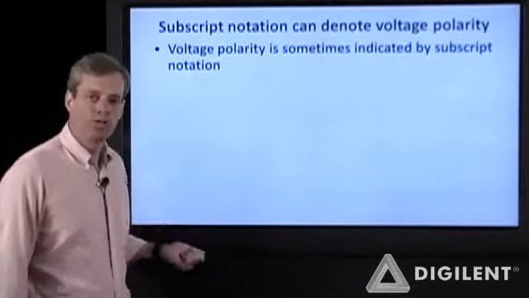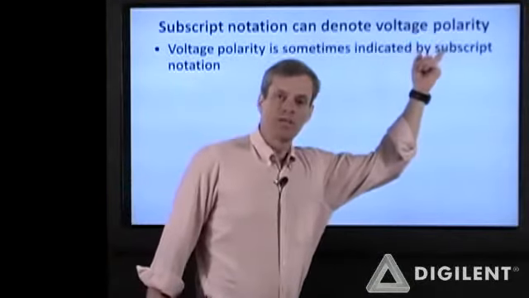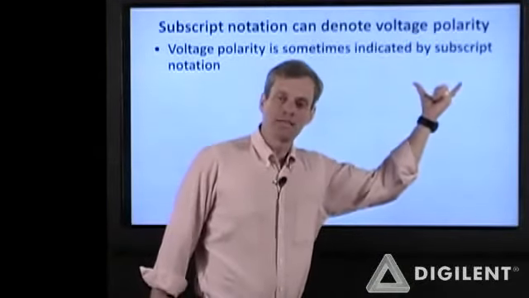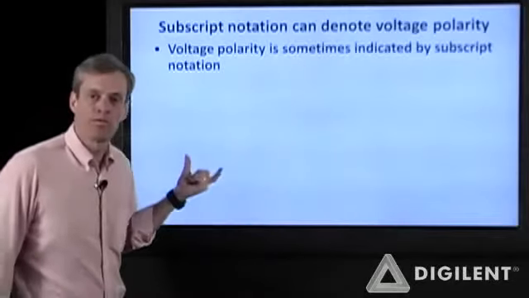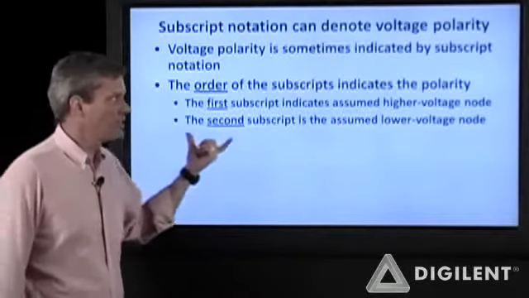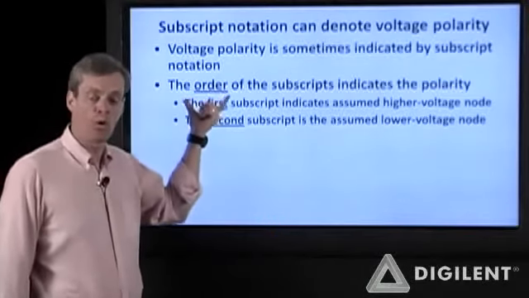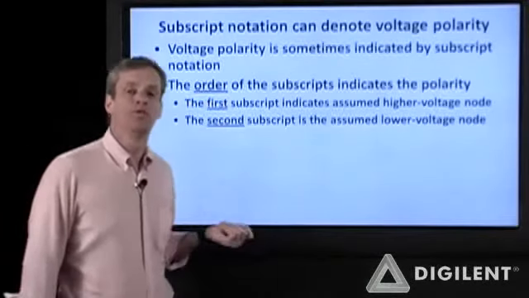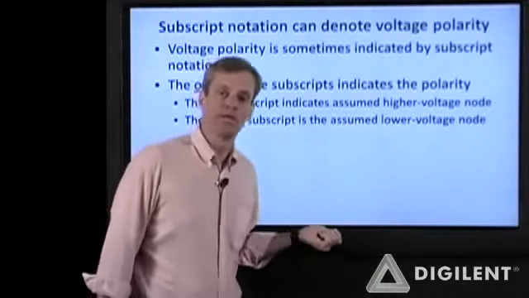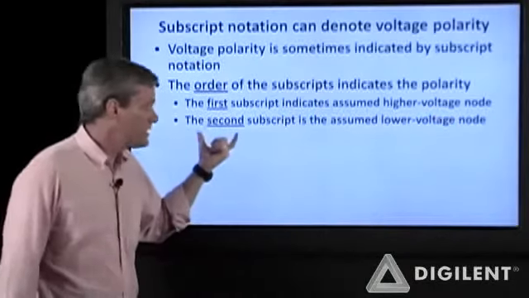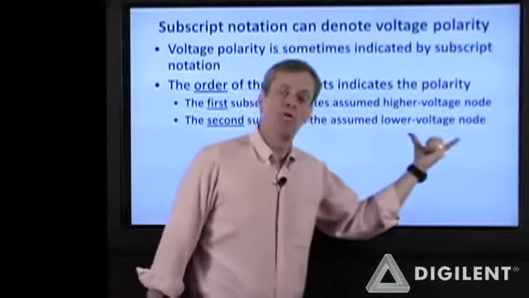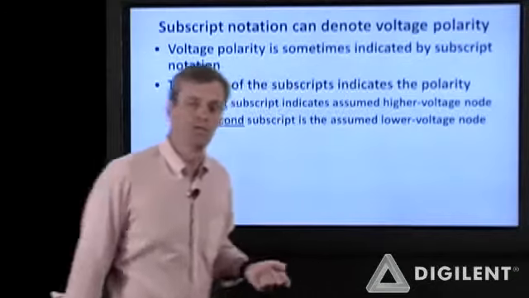Our assumed voltage polarity for a given circuit element is often used by adding subscripts to the variable name used for that voltage. Our notation is typically going to be to use two subscripts. We will use the order of those subscripts to denote the assumed polarity of the voltage on that element. The first subscript is going to indicate the higher voltage node. The second subscript is going to indicate what we assume to be the lower voltage node.